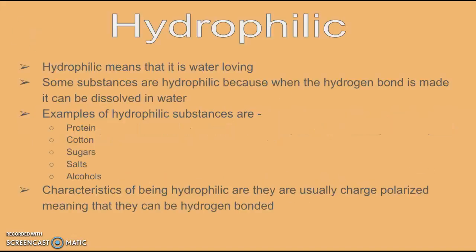So my first one that I'm going to talk about is hydrophilic, and hydrophilic means that it is water-loving. Some examples of these are proteins, cotton, sugars, salts, and alcohols. Some substances are hydrophilic because when the hydrogen bond is made, they can be dissolved in water. Some characteristics of being hydrophilic are that they are usually polarized and that they can form a hydrogen bond.